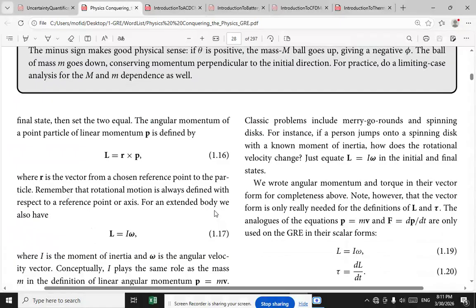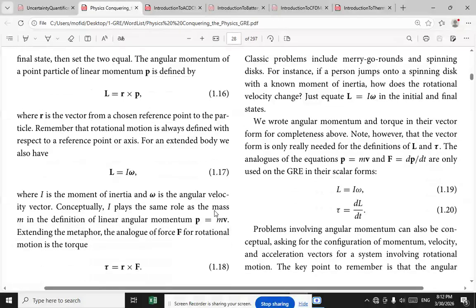The angular momentum of a point particle of linear momentum p is defined by equation 1.16, which is L equals r multiplied by p, where r is the vector from a chosen reference point to the particle. Remember that rotational motion is always defined with respect to a reference point or axis. For an extended body, we also have equation 1.70, where L is equal to I omega, where I is the moment of inertia and omega is the angular velocity vector.